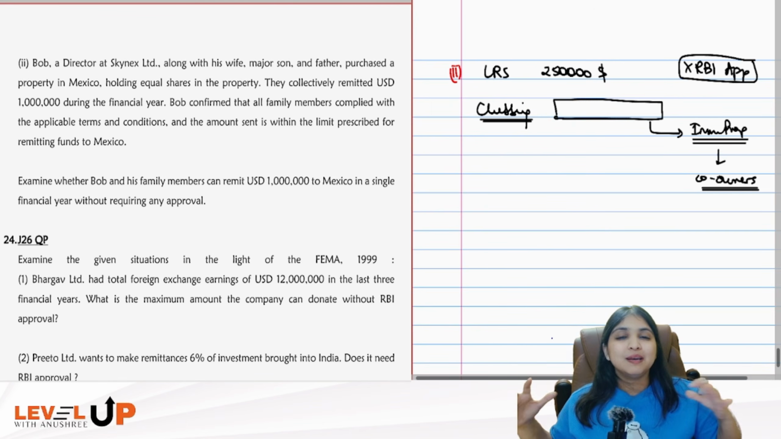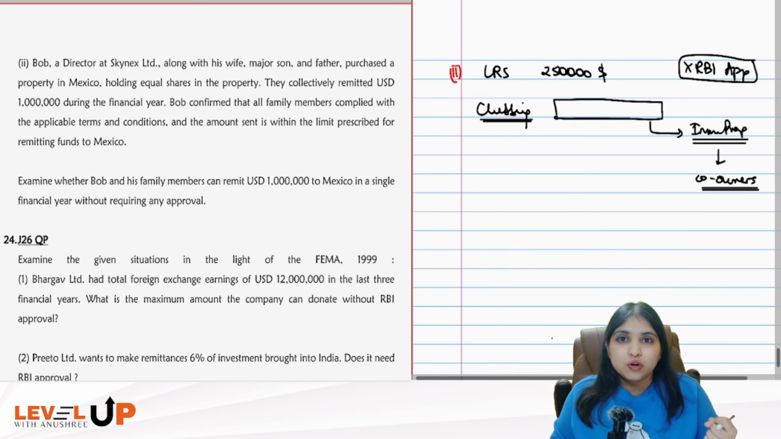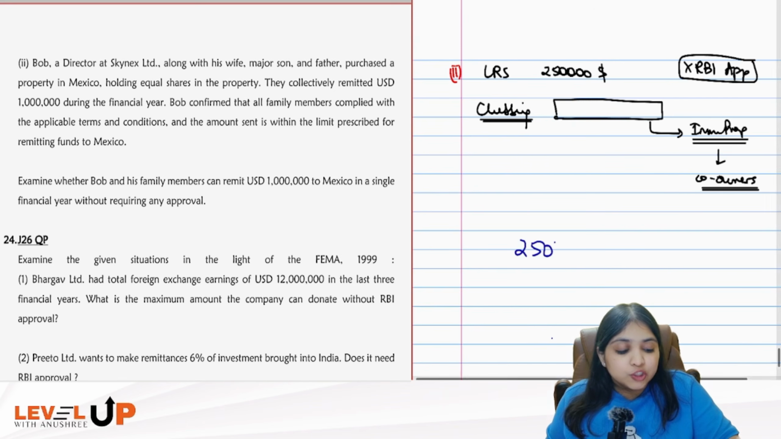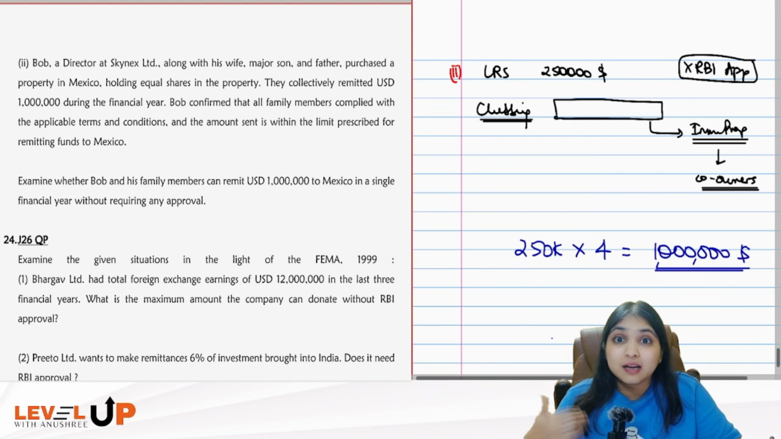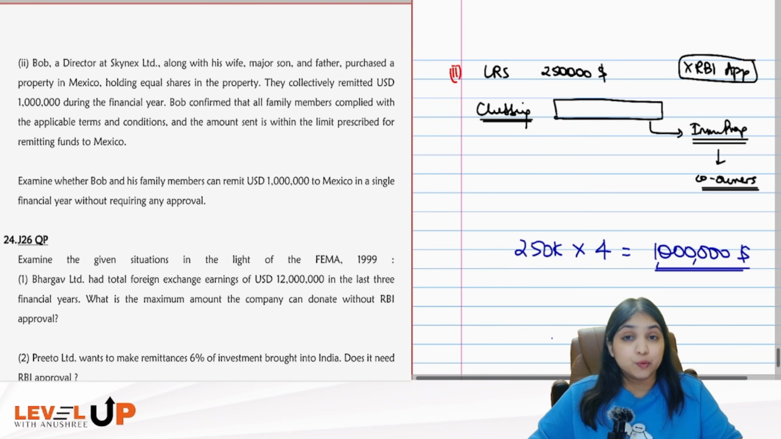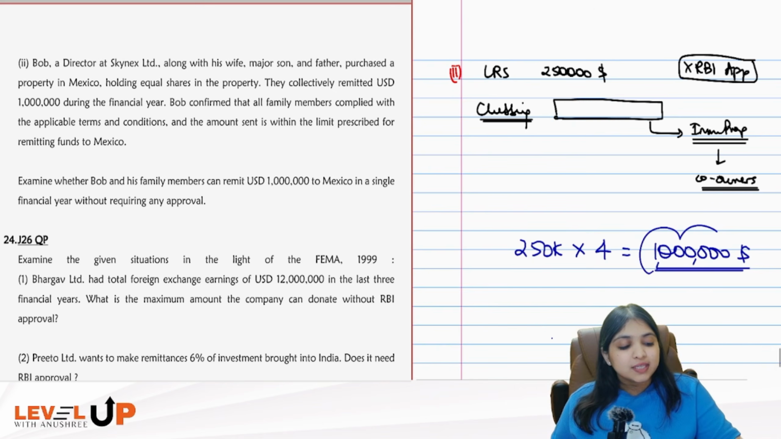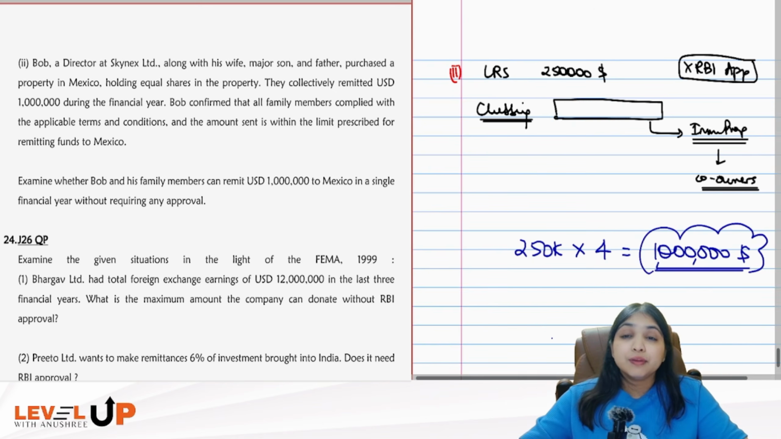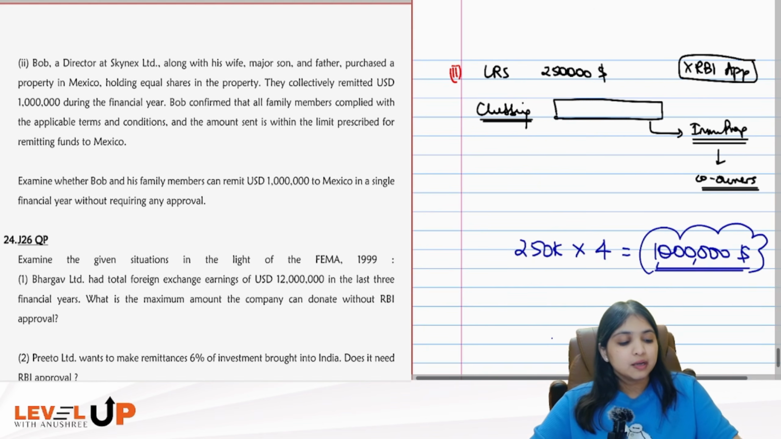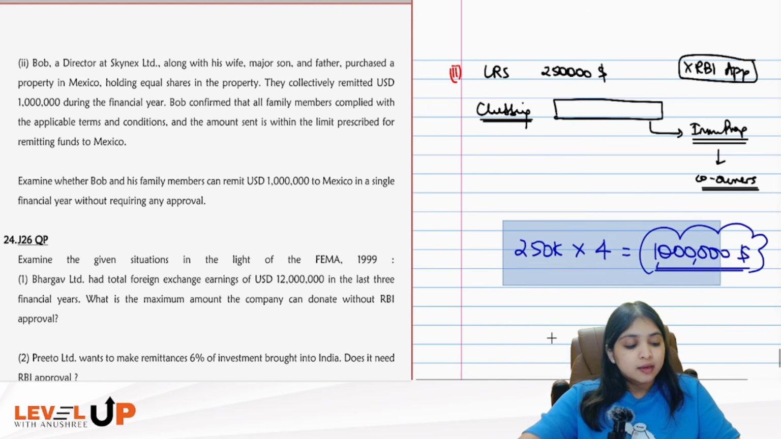Like for example, in my family, if I have 4 people, I can club all the 4 limits together. So $250,000 per person into 4 people, that's going to become $1 million, guys. So up to $1 million, we can make remittance. We don't even require RBI approval. But the catch is, using this remittance under LRS, if we buy some immovable property outside India, then in that immovable property, all of these 4 family members should be having co-ownership. Okay, keep this in your mind.